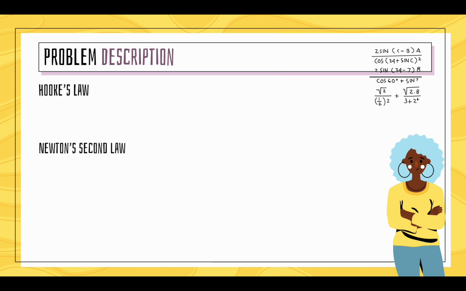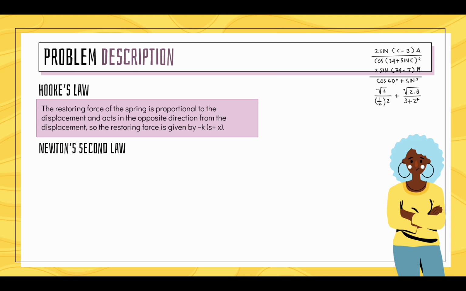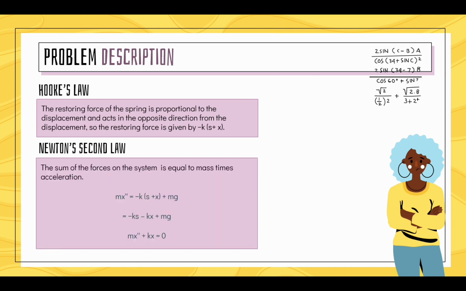Hooke's law and Newton's second law are implemented to solve both of the problems. According to Hooke's law, the restoring force of the spring is proportional to the displacement and acts in the opposite direction from the displacement. So, the restoring force is given by negative k in bracket s plus x. Newton's second law explains that the sum of the forces on the system, which is gravity plus the restoring force, is equal to mass times acceleration.